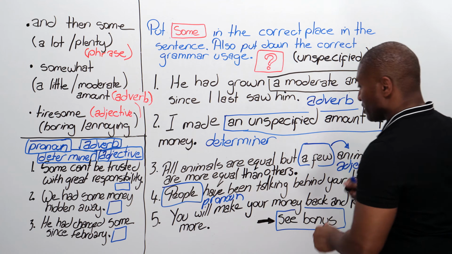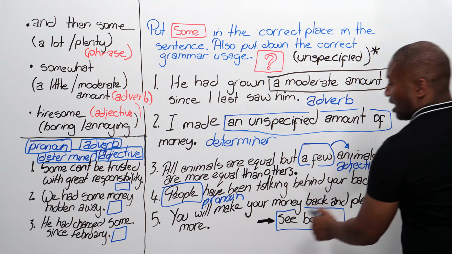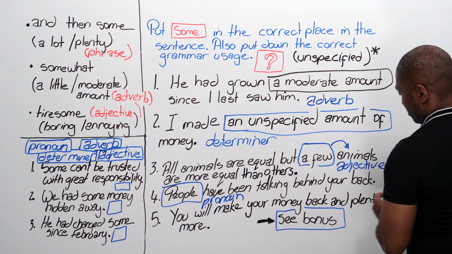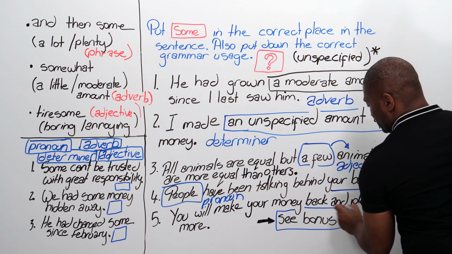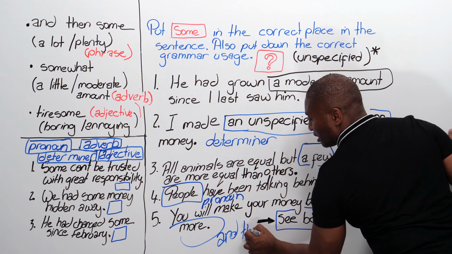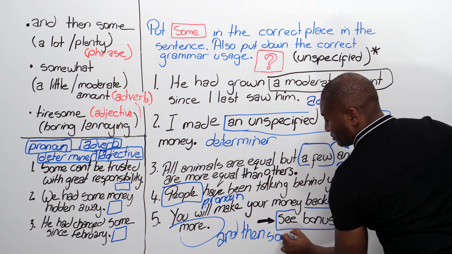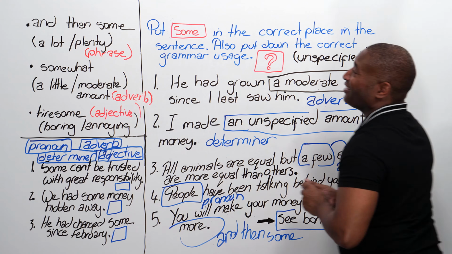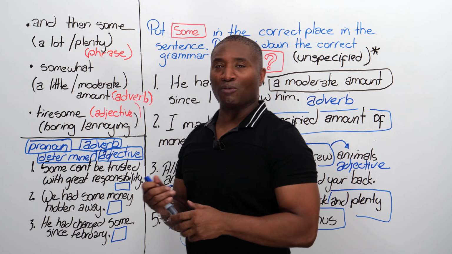So right here, we can say this. You will make your money back, and we're going to get rid of this part here, and plenty more is necessary. You can say, and then some. Told you I'd teach you. Okay? So you can say, and then some, and you're saying a lot more.